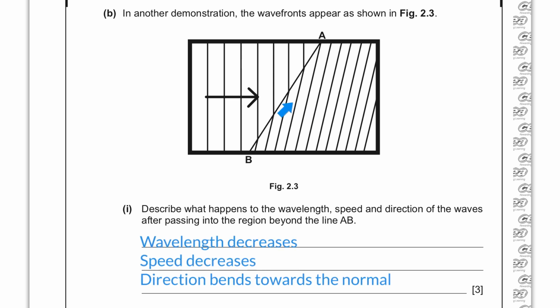So wavelength is definitely getting smaller here. These are definitely bigger gaps and these are smaller gaps. Speed always follows what wavelength does, remember, in waves. So if wavelength gets smaller, then speed will also get smaller, so speed reduces.